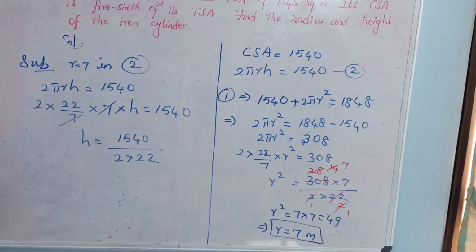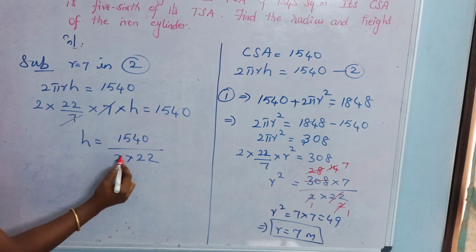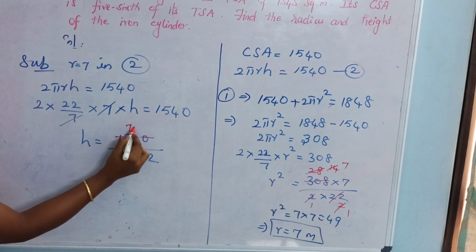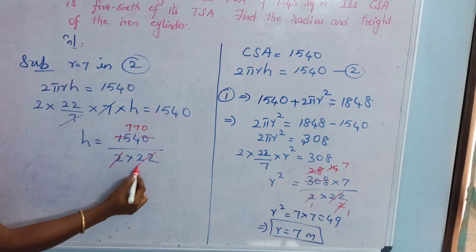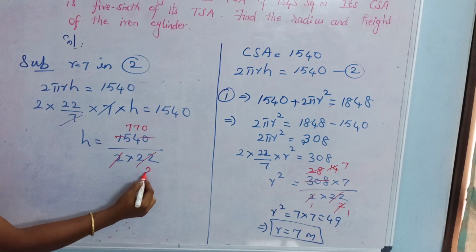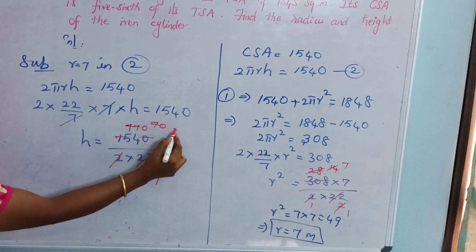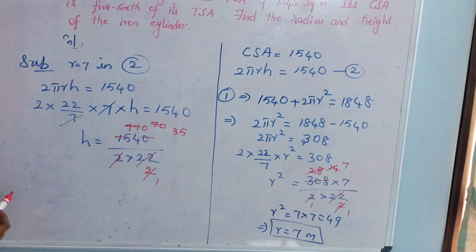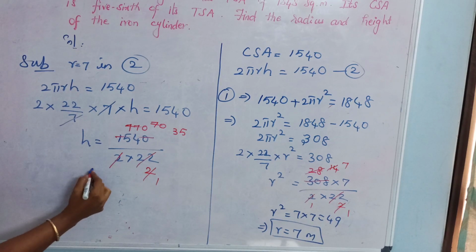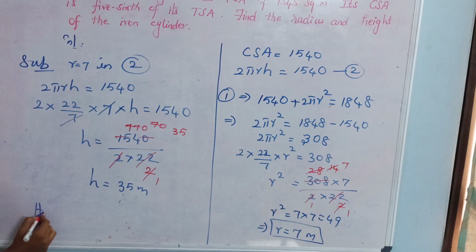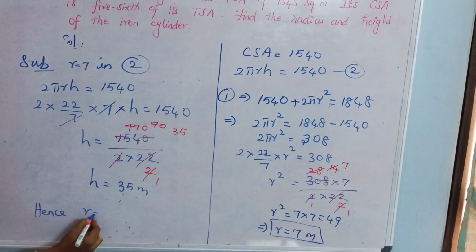Again we have to cancel this value. When you cancel by 2, 2 sevens are 14, 2 sevens are 14, 0. Again we can cancel this using 11: 11 twos are 22, 11 sevens are 77. Again by 2, so it is 35. Therefore we have got height h equal to 35 meter. Hence the radius r is 7 meter and the height h is 35 meter.